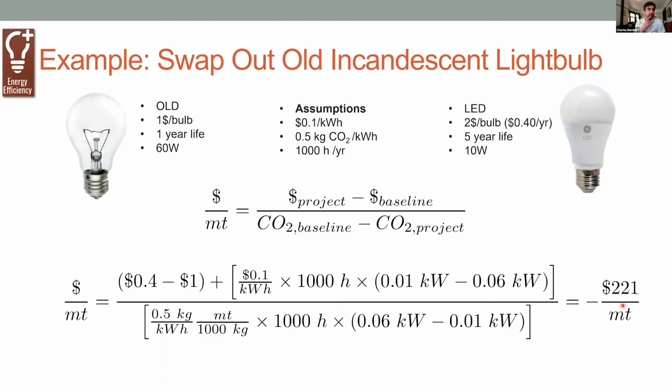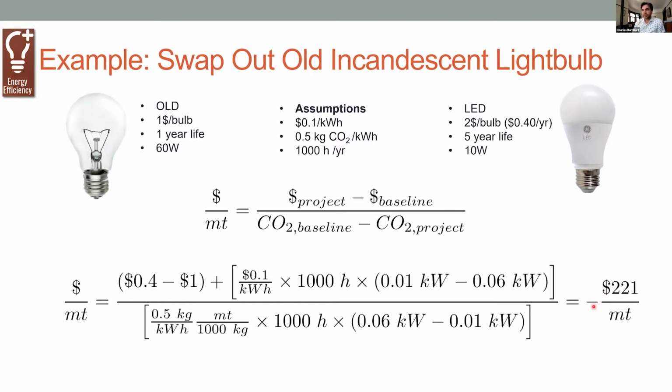Charlie? Yeah. So if the grid was dirtier, would that make, you said $221 per megaton, would that make that dollar amount bigger or smaller? It would make this result smaller. Okay. Yeah. So it would be less expensive to. Okay, yeah, that makes sense. Thank you. Yeah.